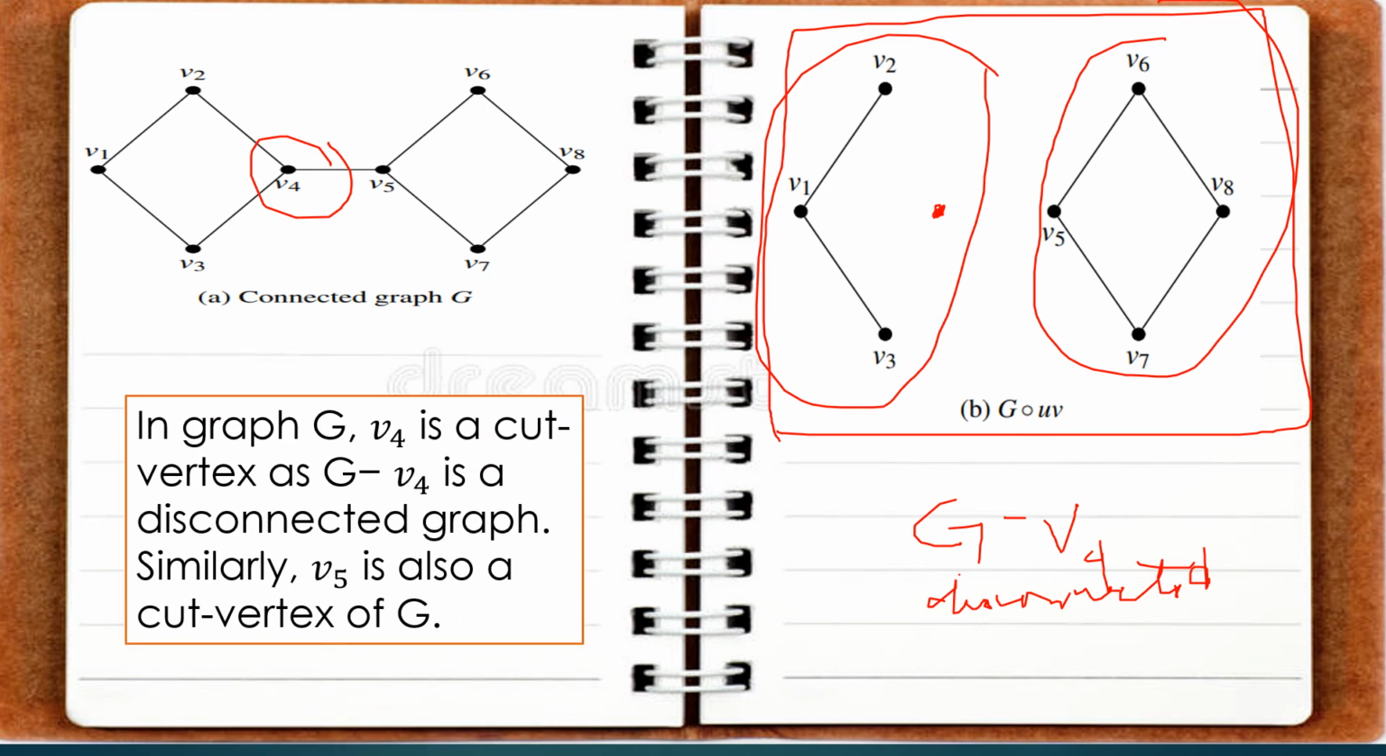V5 is also a cut vertex. If we remove V5 here, same as with V4, we will remove this edge, as well as this edge. This one here is the only edge that is connected to the other component, the other possible component of G minus a cut vertex.